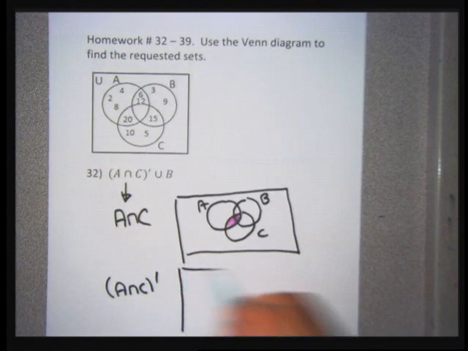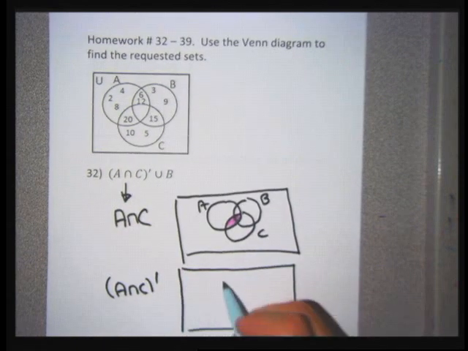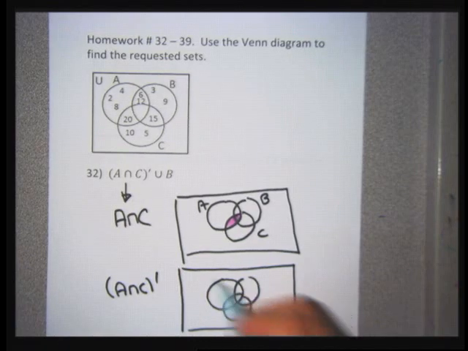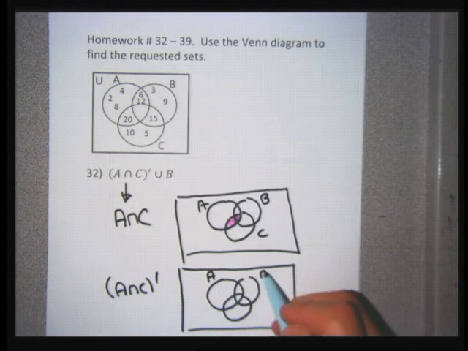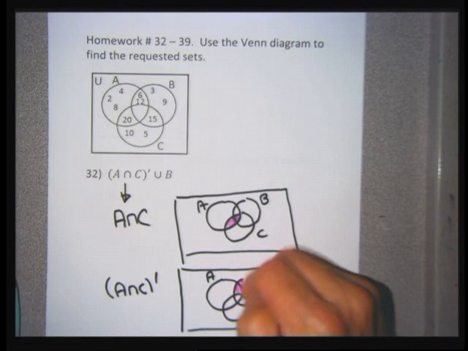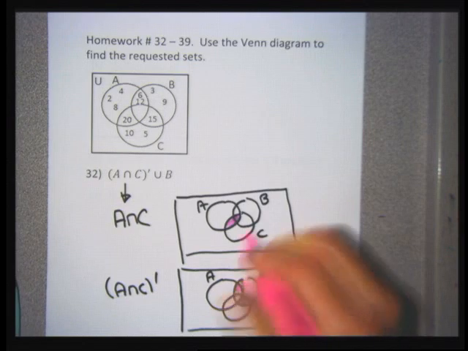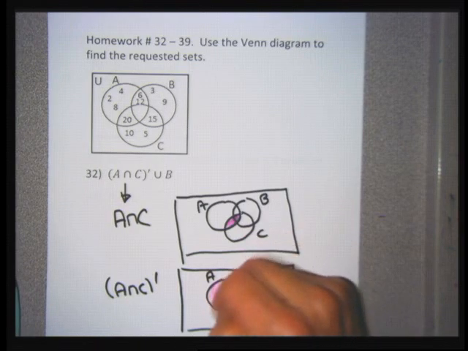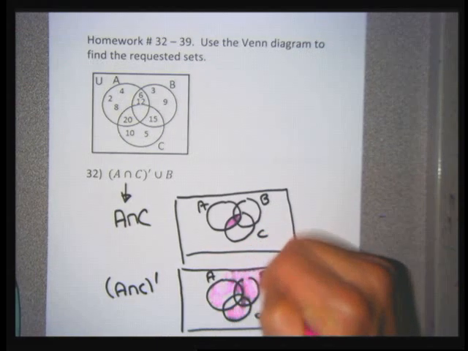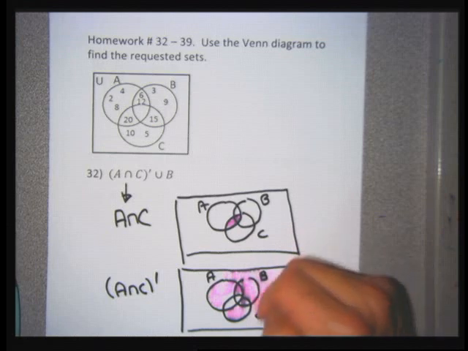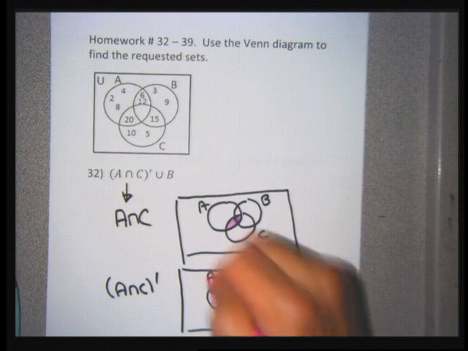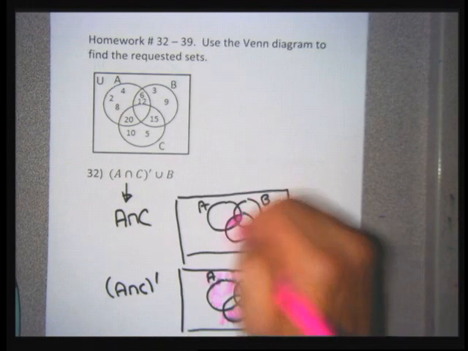And that's going to be a pretty big amount of shading. A intersection C prime is going to essentially have everything shaded except what I just shaded. So the only thing that's not going to be shaded is what I have shaded in A intersection C. So I'm trying to do this reasonably nicely. So that's the A intersection C prime part of this graph. The only part that isn't shaded is just that little region right there.